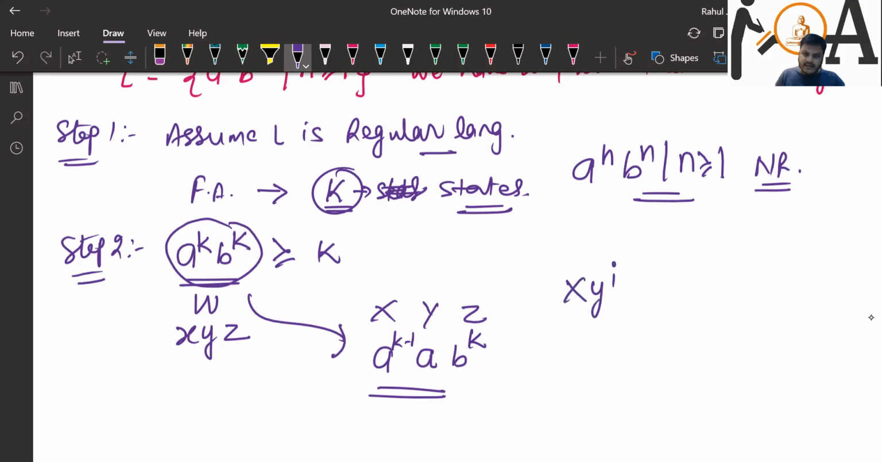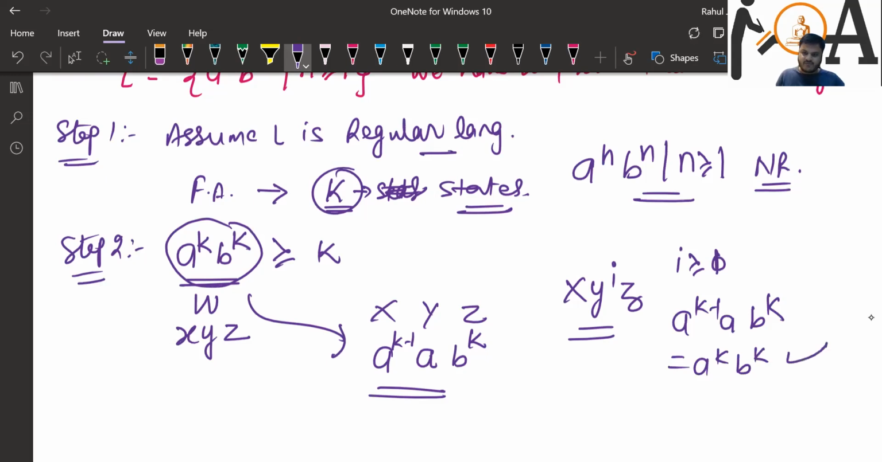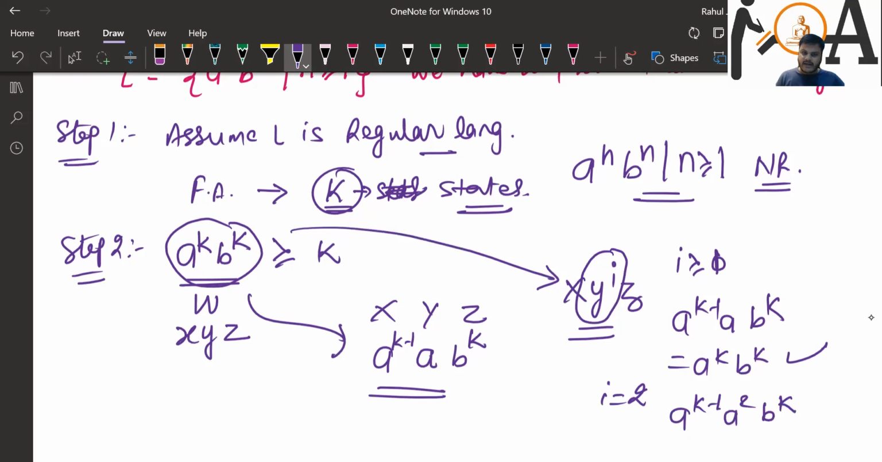Now, X into Y to the power I and Z should be followed for every value of I greater than or equal to 0. Why? Because it follows the pigeonhole principle. If the value of I is 1, then a to the power k minus 1 into a and b to the power k is nothing but a to the power k and b to the power k, which is part of our language. But what if the value of I is 2? Then it would become a to the power k minus 1, a squared, and b to the power k, because Y to the power I is there. I have to break the string in this format, X into Y to the power I and Z.